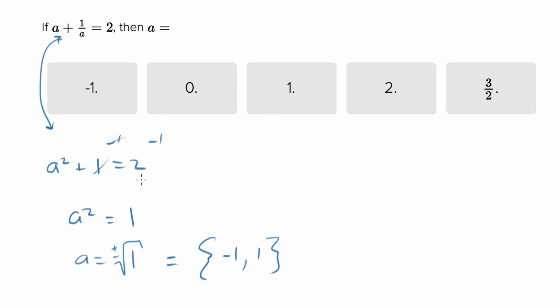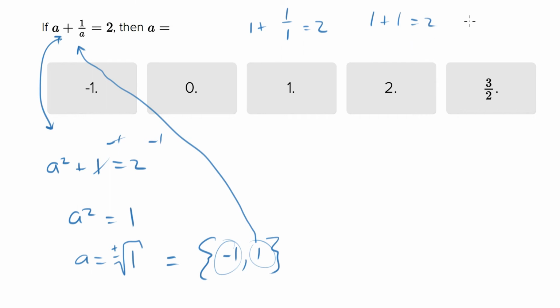So when you solve using that technique, what you want to do is take those solutions and plug them back in and make sure that they all still work. When we plug in 1 for a, for example, we get 1 plus 1 over 1 equals 2, or 1 plus 1 equals 2, or 2 equals 2. Yay, that works.